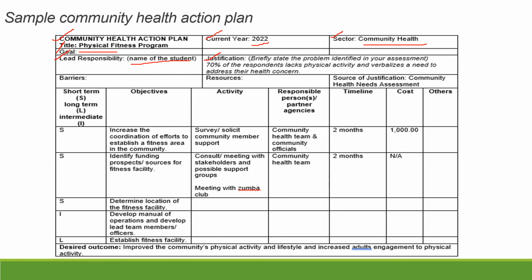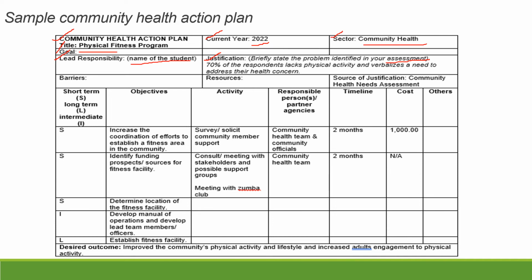So in your justification, briefly state the problem identified in your assessment. Take note, you need again to review back your assessment because that will be the basis in coming up with your community health action plan. So like for example, the justification here is 70% of the respondents lack physical activity and verbalize the need to address their health concern.